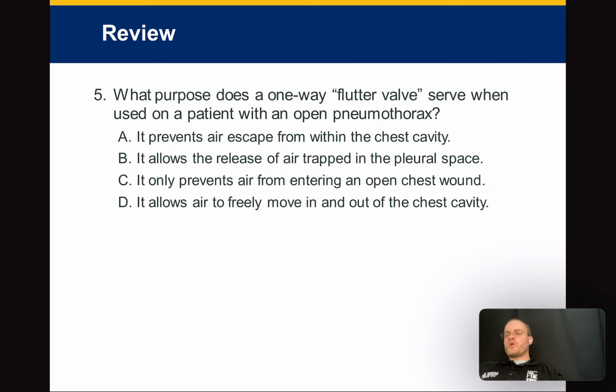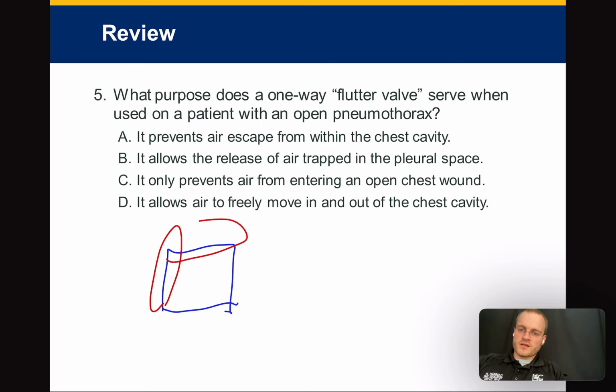What purpose does a one-way flutter valve serve when used on a patient with an open pneumothorax? Okay, it prevents air escape from within the chest cavity. No, remember, a flutter valve is when you only tape it on three sides. So you have tape here, here, and here, but this allows air to escape from within down here. And so this would be wrong because it does allow air to escape.